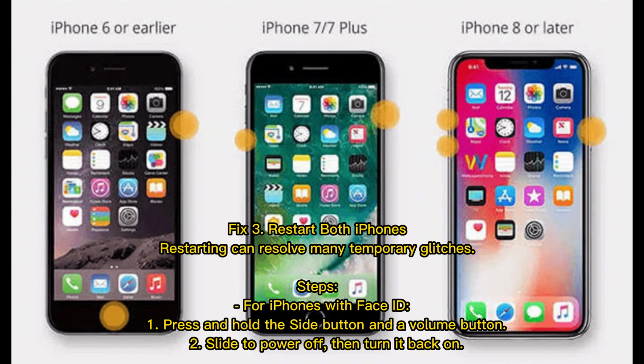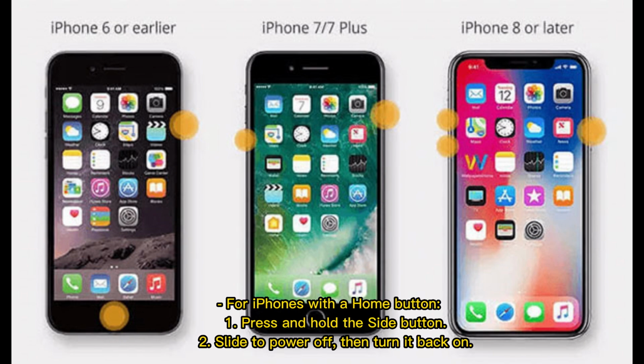Fix 3. Restart both iPhones. Restarting can resolve many temporary glitches. Steps. For iPhones with Face ID. 1. Press and hold the side button and a volume button. 2. Slide to power off, then turn it back on. For iPhones with the home button. 1. Press and hold the side button. 2. Slide to power off, then turn it back on.